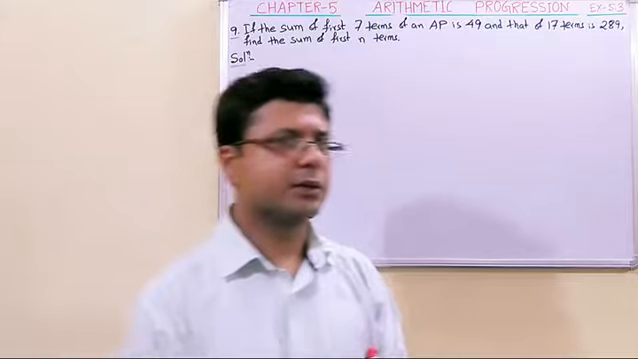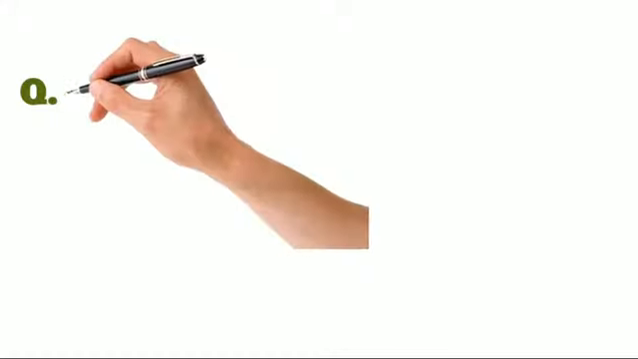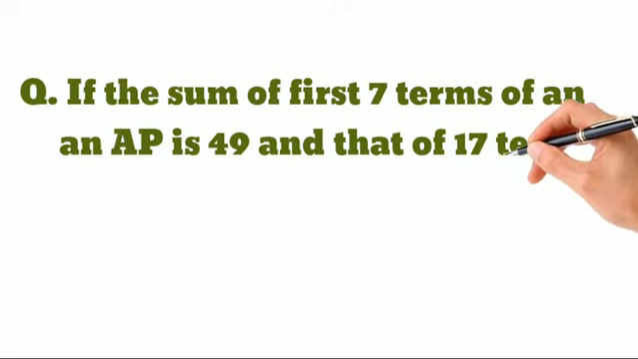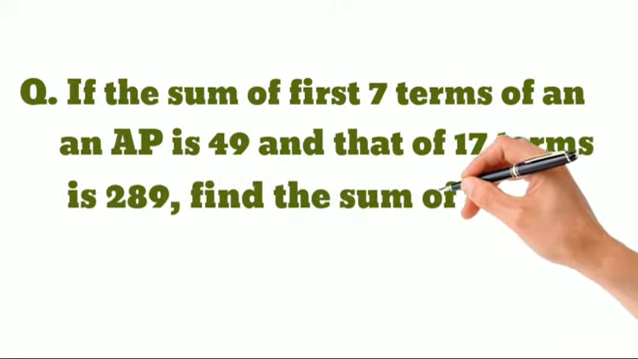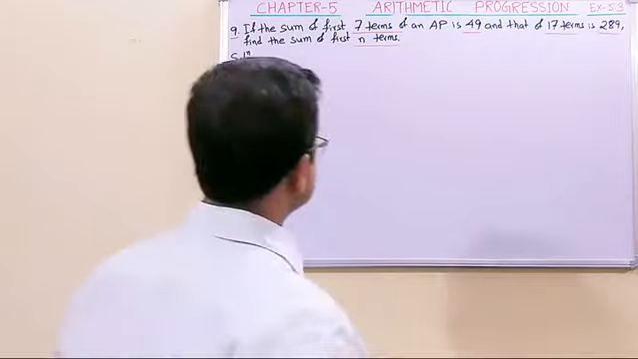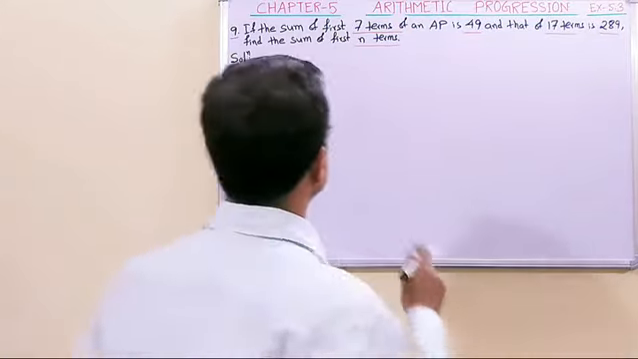Okay, we have taken a question. Let us read the question and mark the main point. If the sum of the first 7 terms of an AP is 49 and that of 17 terms is 289, we will find the sum of first n terms. This is the question. Alright, so we will frame two equations. Let us see how we proceed.